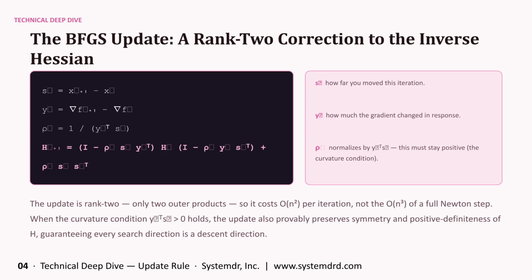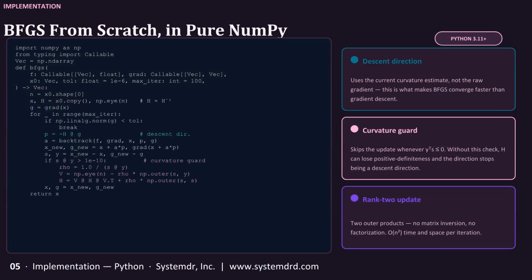Now let's see this translated directly into working code. Here's the algorithm as runnable NumPy. Every line maps back to what we just derived. The function takes an objective, its gradient, a starting point, and the usual convergence controls. This mirrors SciPy.optimize.minimize almost exactly. We initialize h to the identity matrix. That represents our starting assumption. We don't know anything about curvature yet, so we assume it's the same in every direction.